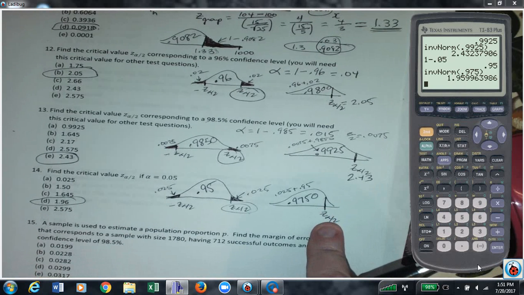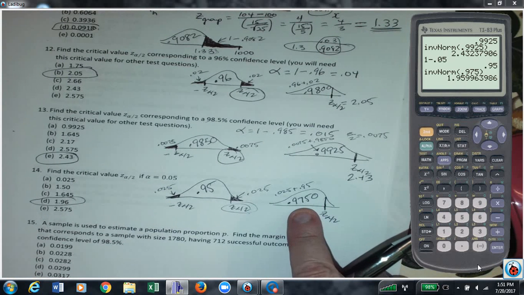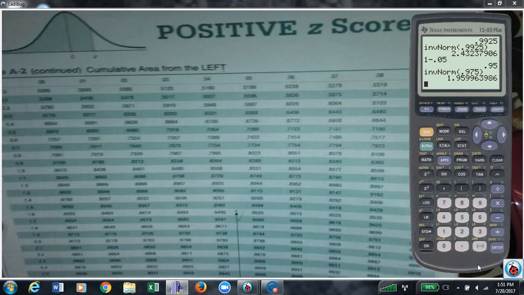Or if I use the chart, this is a positive z-score. I want to find the area closest to 0.9750.